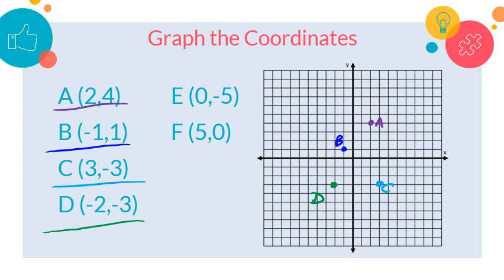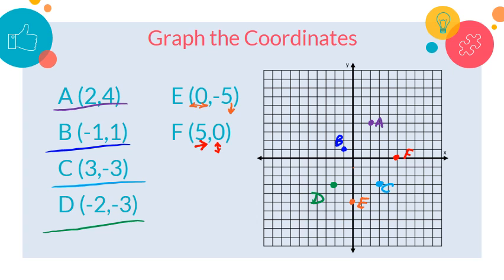E value. We struggled with these ones a little bit on the first quiz. So remember, this means 0 left or right and down 5. So down 1, 2, 3, 4, 5. There's my E value. And F, remember this is right 5, 0 up or down. So 1, 2, 3, 4, 5.